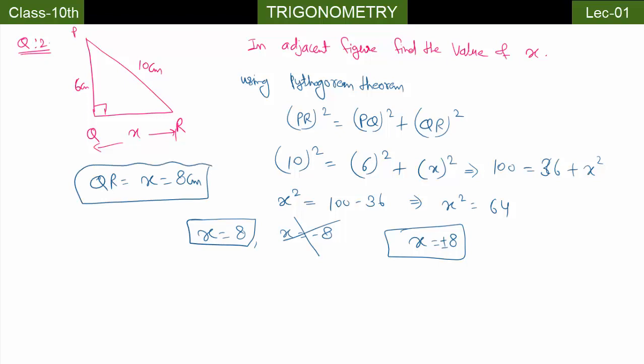I hope you have understood what the Pythagorean theorem is, how we can apply it, and what hypotenuse, base and perpendicular are. So in this lecture we have discussed the basics of the right angle triangle, what trigonometry is, and what the main motive of trigonometry is. That's all we have seen in this lecture.